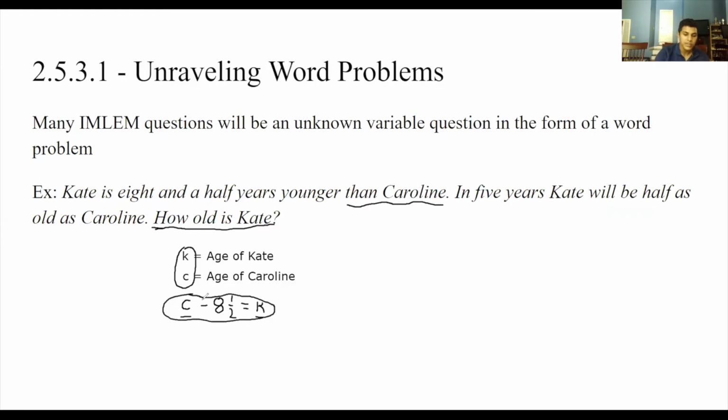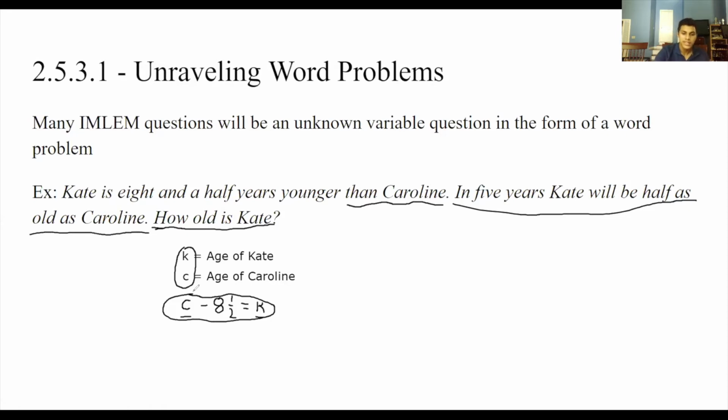But you'll notice that there are two unknown variables in this question. And we actually haven't seen much of that before. So it may make it difficult to actually solve for K and C. It's actually impossible for just one equation. But they also give us a second piece of information in the second sentence. In 5 years, Kate will be half as old as Caroline.